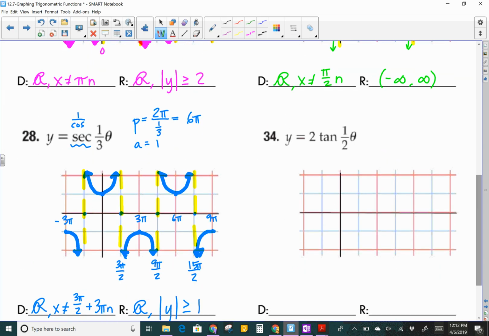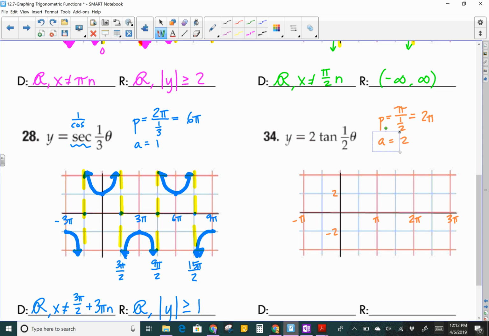This one is going to be y equals 2 times the tangent of 1/2 theta. So my period is pi over 1/2, which is 2 pi. So 1, 2, 3, 4 tick marks. I'm labeling it 2 pi. Halfway between is pi. Add them up to get 3 pi. And the opposite over here. Then my a value is 2. So I'm going to change my scale.